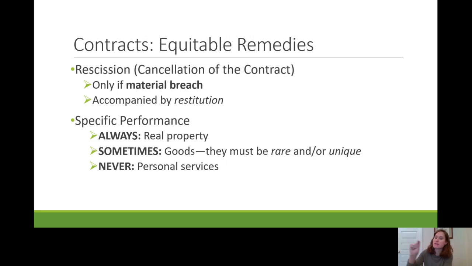However, if we have anything less than substantial performance, meaning that we classify our breach as material, the non-breaching party has the option of either asking for damages or asking for rescission, which is total cancellation of the contract, and everybody goes back to square one. So any performance that's already been given has to be returned, and that's called restitution.